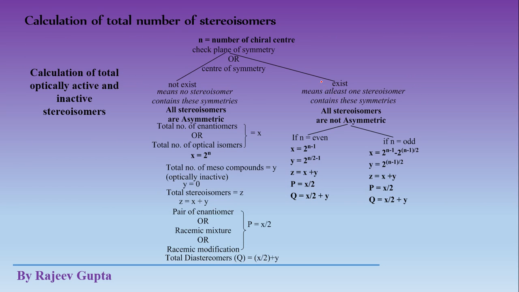So it will move in this direction, meaning symmetric structure is also present in this molecule, meaning a symmetric stereoisomer is also present in this molecule, because we can observe a plane of symmetry in one type of stereoisomer. So we will apply either this formula or this formula.